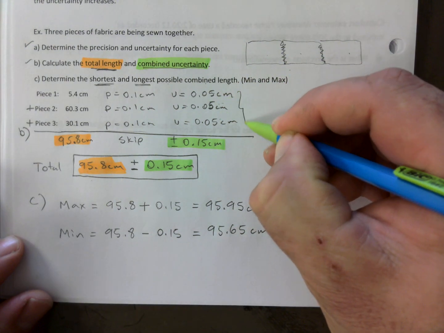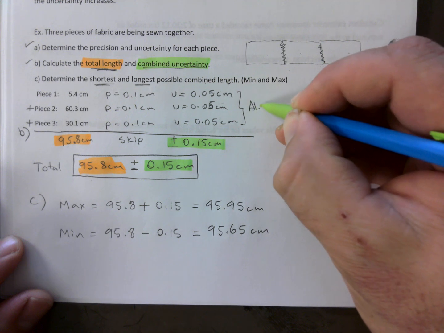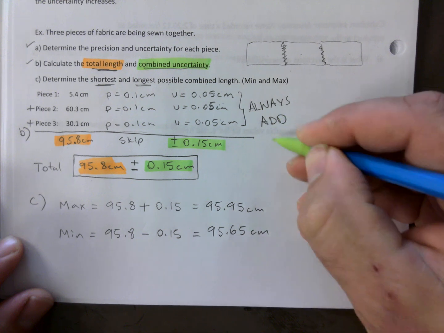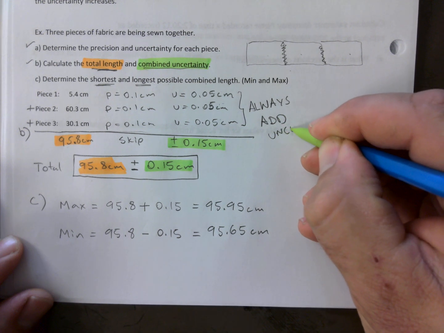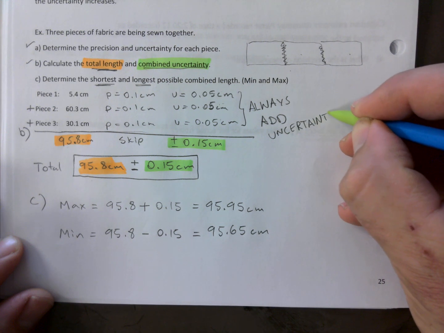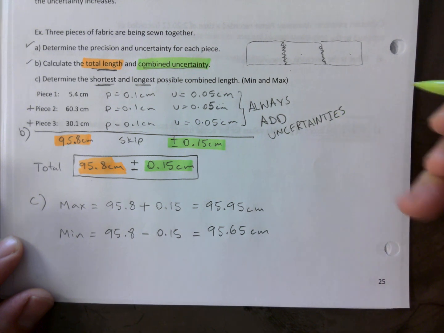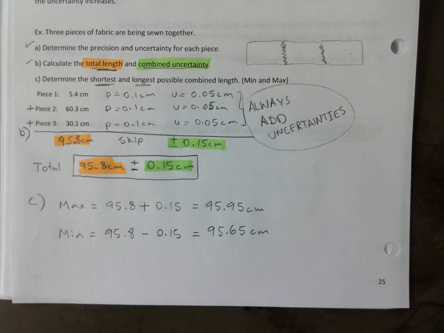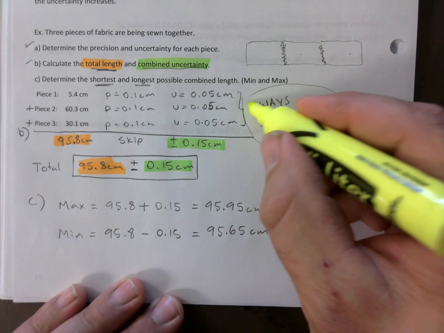By the way, you can put a bracket here: always add uncertainties. Always add uncertainties. It doesn't matter. Sometimes we will have to subtract our measurements, because let's say if we're drawing from a tank or if we're cutting off, but you will always add uncertainties. That will never change.